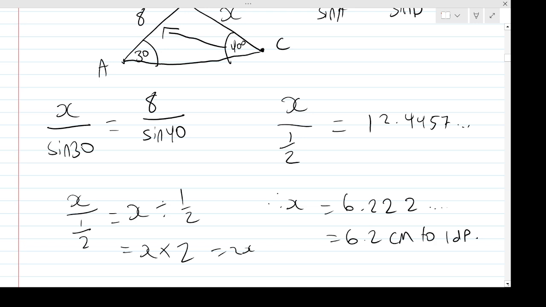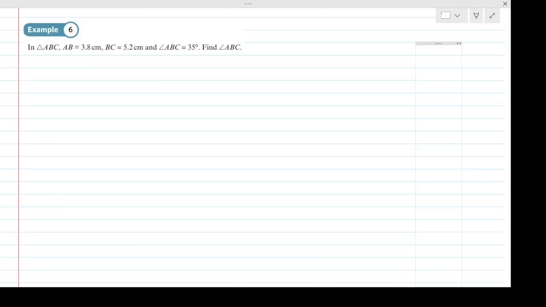So this is basically saying 2x is equal to 12.4457. Hence x, I'll divide by 2, or times by a half. Okay, so that's how I got that answer there. I thought I'd break that down, because it does look a bit weird. And in general, if you do have weird fractions, do it like that if it helps. Okay, so we're on this example then.